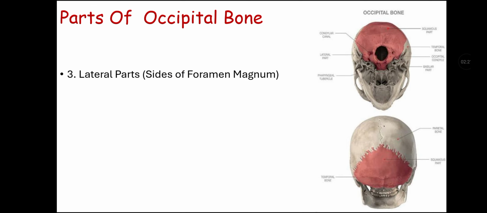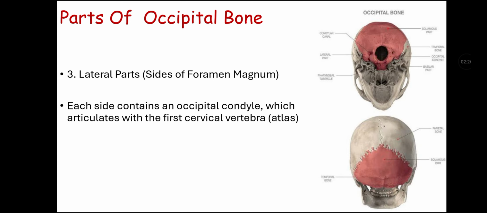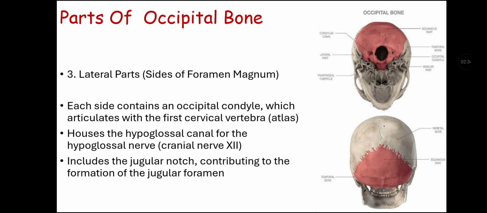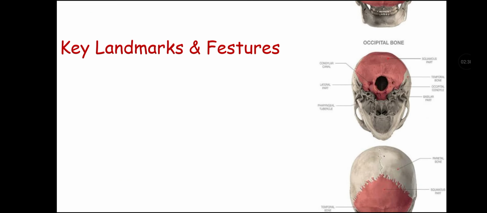Next part of occipital bone is lateral part, that is present at the side of foramen magnum. Each side contains an occipital condyle which articulates with the first cervical vertebra. It houses the hypoglossal canal for hypoglossal nerve, that is cranial nerve number 12. It includes a jugular notch that contributes to the formation of jugular foramen.